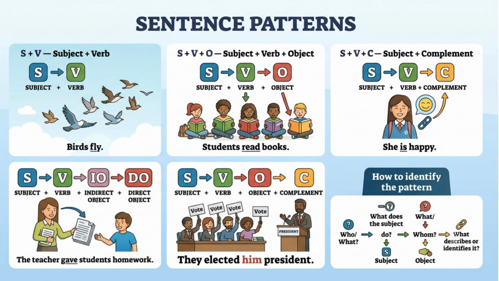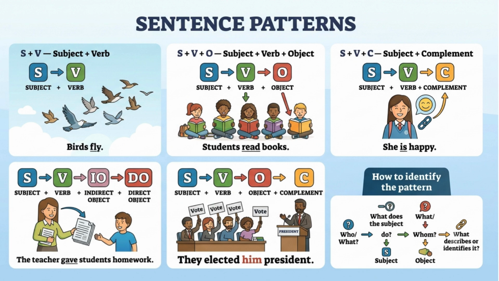Now we are moving on to our final major pattern, which is subject plus verb plus object plus complement. In this case, the complement describes or identifies the object instead of the subject. Wait, that sounds confusing. How can a word describe the object instead of the person doing the action? Can you give me an example? I'm trying to picture it, but I keep thinking of the earlier one where the ocean was cold.